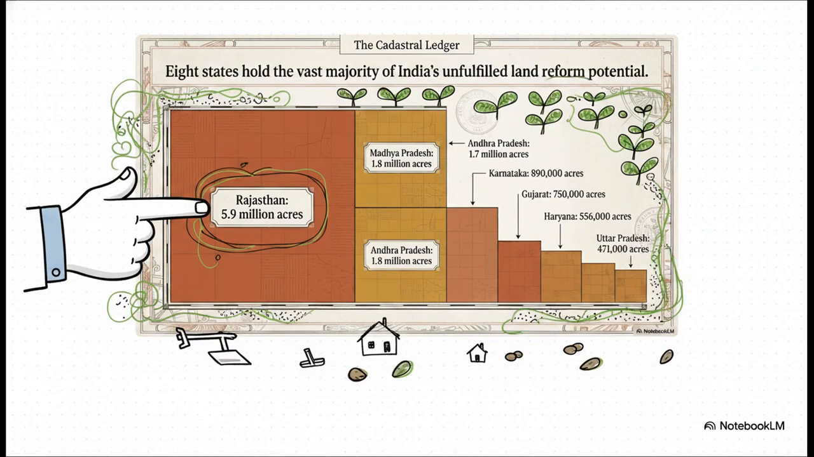And what's incredibly fascinating is exactly where this unfulfilled potential lies. Just 8 states hold the vast majority of this surplus. Rajasthan alone is hoarding nearly 6 million acres of surplus, redistributable land. That's followed by states like Madhya Pradesh and Andhra Pradesh, which hold almost 2 million acres each. The potential for immense life-changing reform is sitting right there.